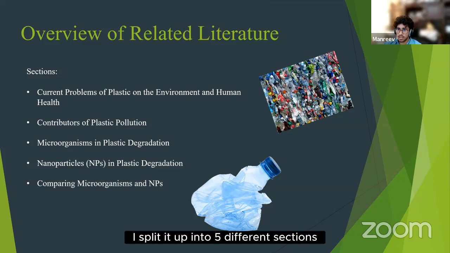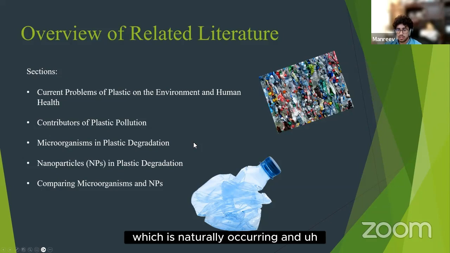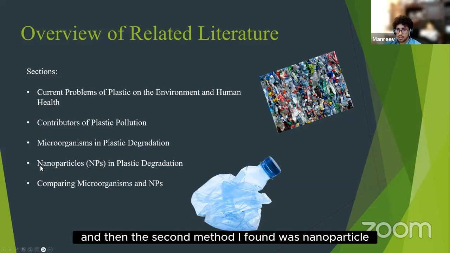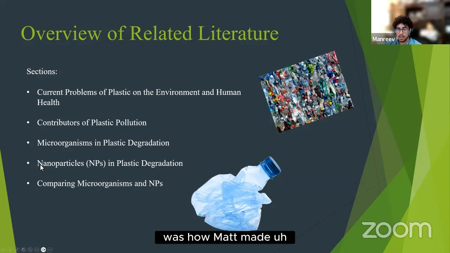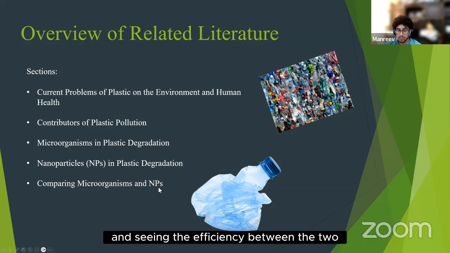For my related literature, I split it up into 5 different sections. As you can see, the problems of plastic on the environment and human health, just like the title says. Then contributors to plastic pollution, like illegal dumping, landfills, or waste management. Microorganisms is the first method I found, which is naturally occurring, like biodegradation. The second method I found was nanoparticles, how man-made degradation affects plastic. And the last one is comparing the two methods and seeing the efficiency between the two.